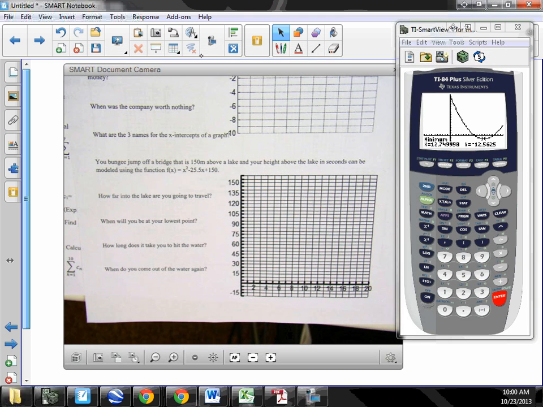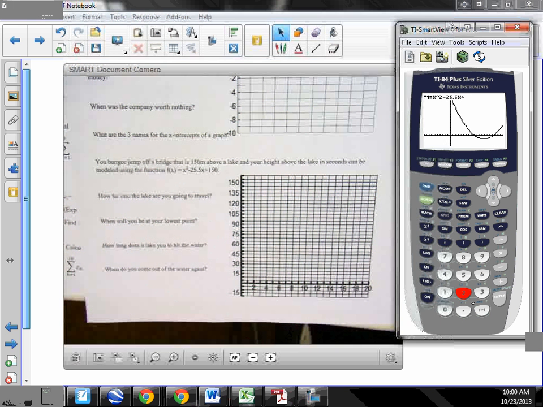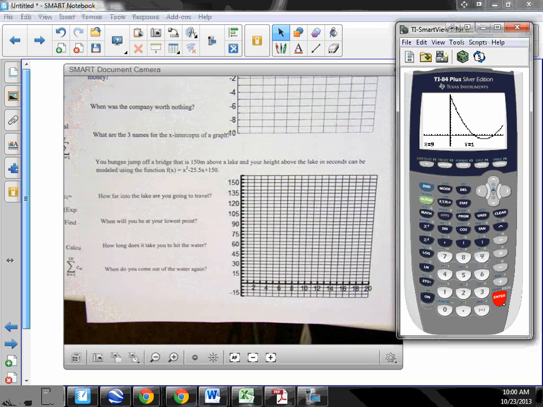Well, it's somewhere between 9 and 10. So second calc, zero. My left bound will be 9. My right bound will be 10. My guess is going to be 9.5. So after 9.2 seconds, you hit the water.